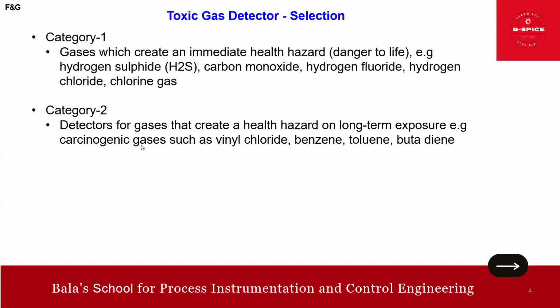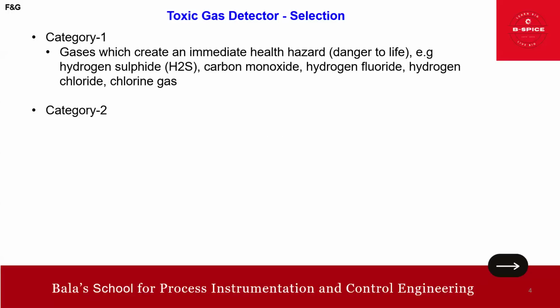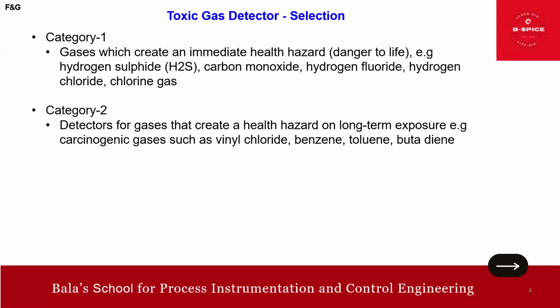Category two, detectors for gases that create a health hazard on long-term exposure. For example, carcinogenic gases such as vinyl chloride, benzene, toluene, butadiene. So detectors in this category shall be reliable and precise. You got it? So category one, preference should be given to the speed of response over precision. Category two should be reliable and precise. Speed of response is not an issue. Okay, got it, friends? So when we talk about toxic gas, we should only think about this category one and category two.